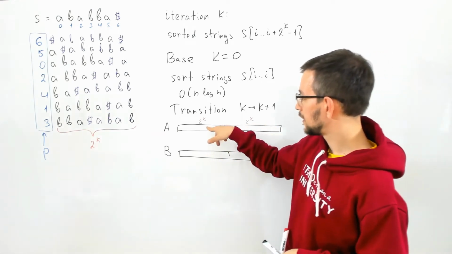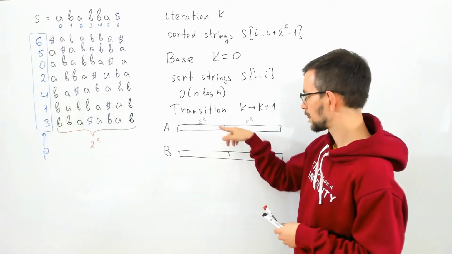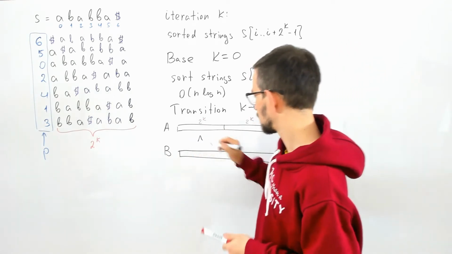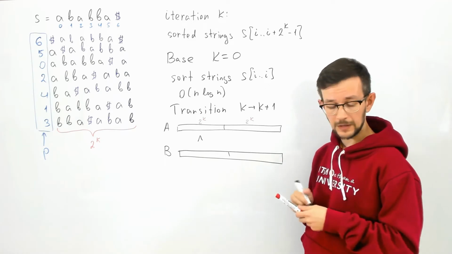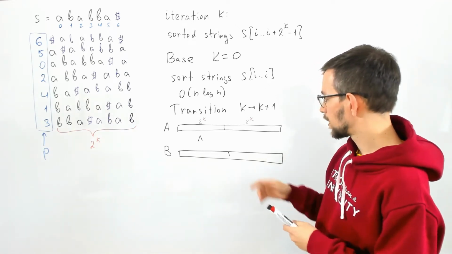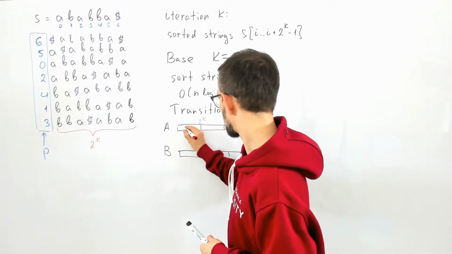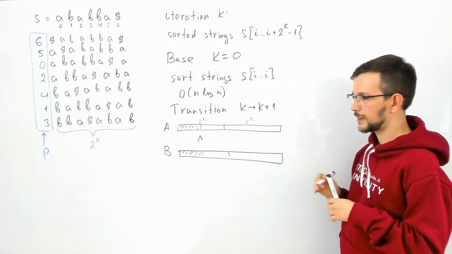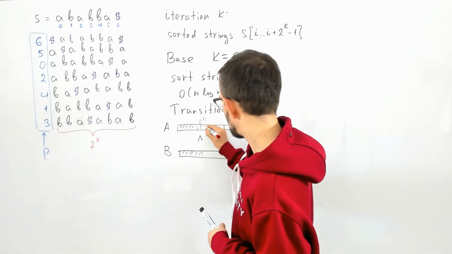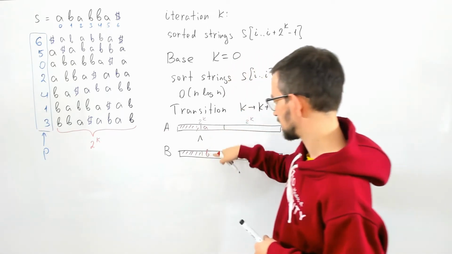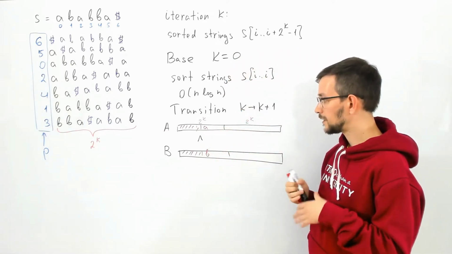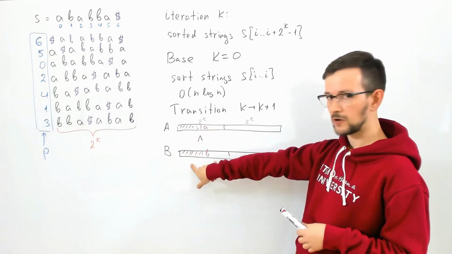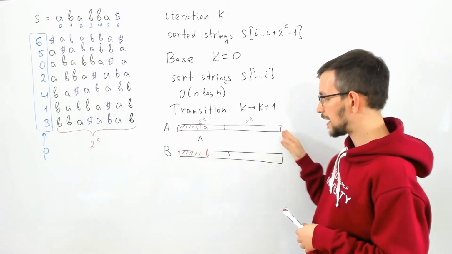So if the left parts of strings A and B are different, for example, if the left part of A is less than the left part of B, what does it mean? It means that we have some common prefix here, and then we have some different characters. So we have some character A here and some character B here. And this character is less than this. But it basically means that the whole string A is less than the whole string B. So if the left part of A is less than the left part of B, it means that the whole string A is less than the whole string B.